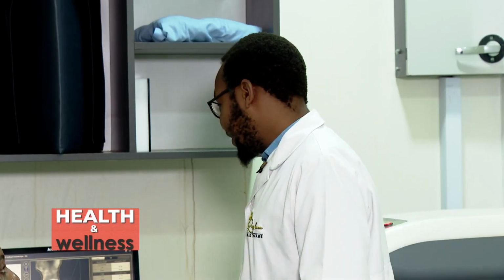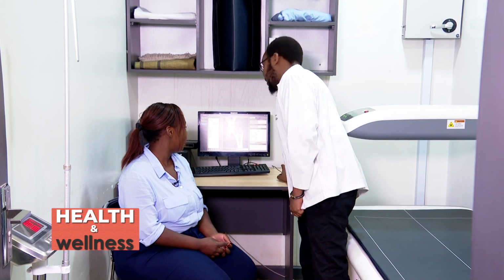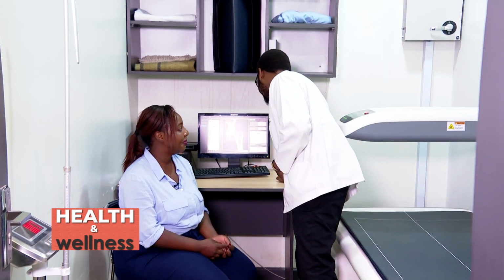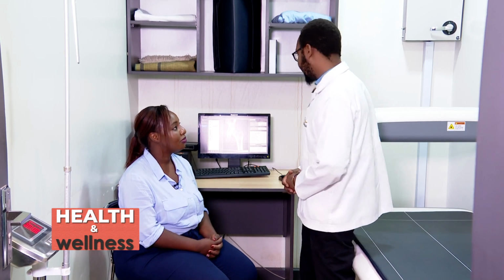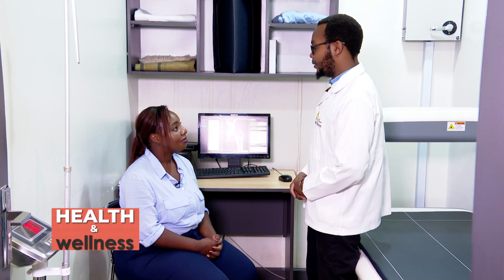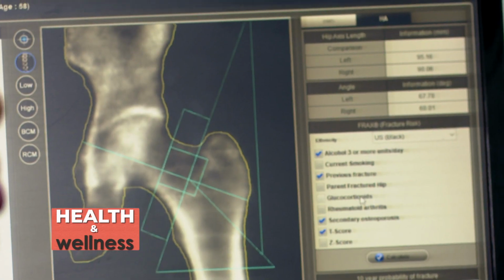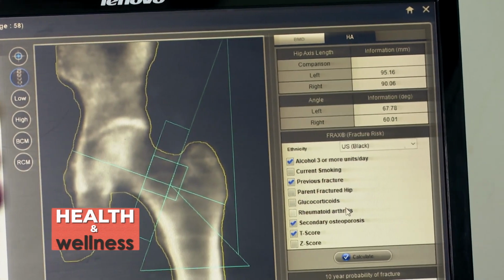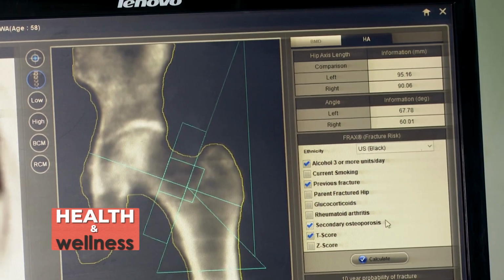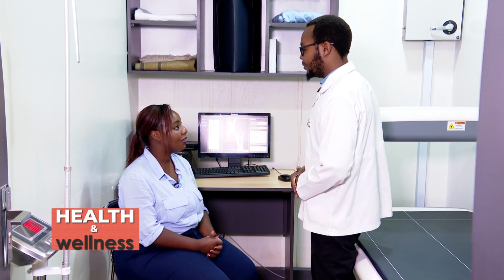Okay. So my first question is, have you been taking alcohol? Yes, occasionally. How many pints per day in a week? 3. All right. Are you currently smoking? No. Okay. Ever had a previous fracture? Yes. Has any of your parents ever had a hip fracture? No. All right. Are you on any corticosteroids? Yes. Okay. Which one? All right. Ever diagnosed with rheumatoid arthritis? No. Okay. Are you on any long-term medication? No. All right.